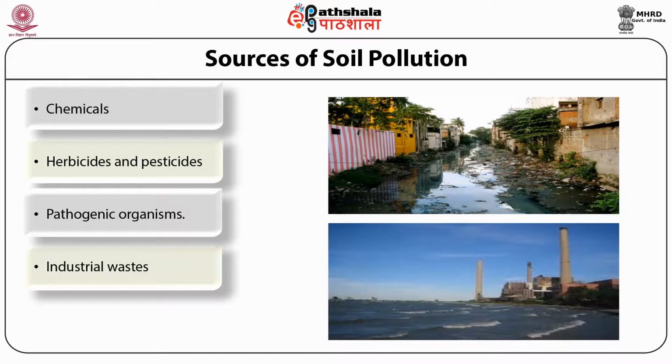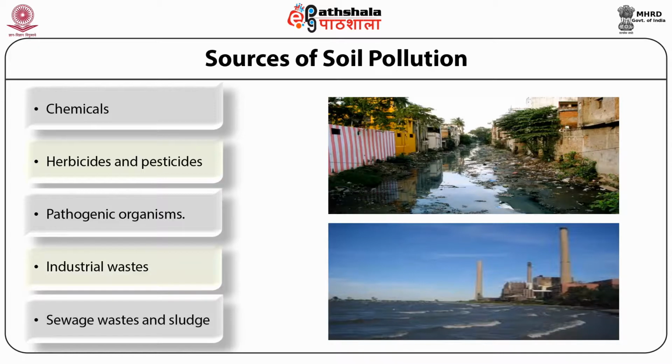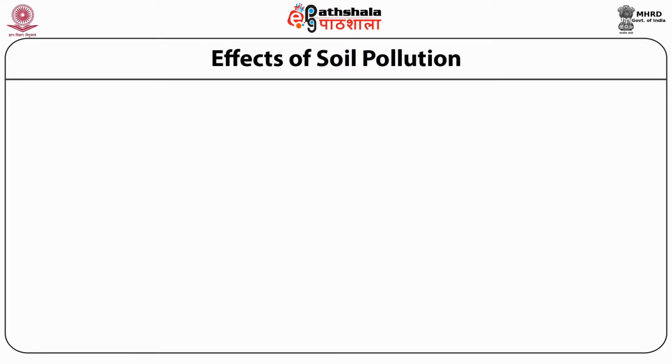We just dig the soil and put the waste into it. And the maximum wastage which we are putting is the polythene. Sewage waste and sludge in the urban area are also major sources of soil pollution. You would like to know what the effects of soil pollution are.